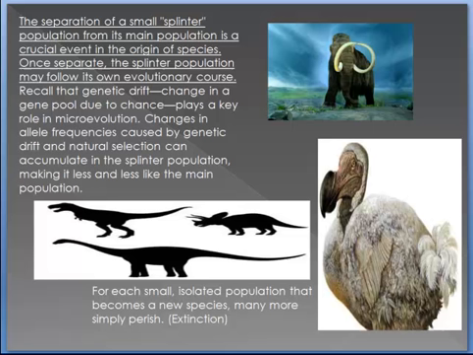So recall that genetic drift, a change in the gene pool due to chance, plays a key role in microevolution, and changes in allele frequencies caused by genetic drift and natural selection can accumulate in the splinter population, making it less and less like the main population that it came from.